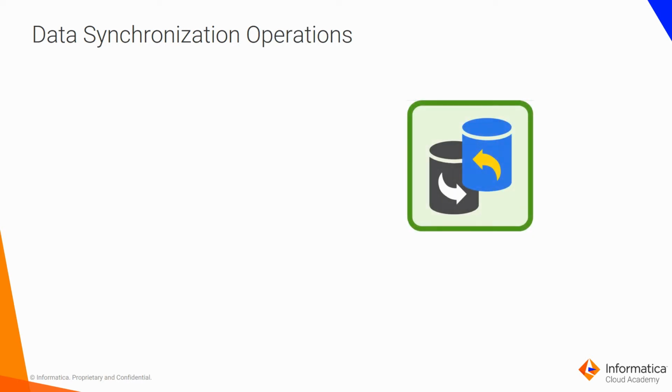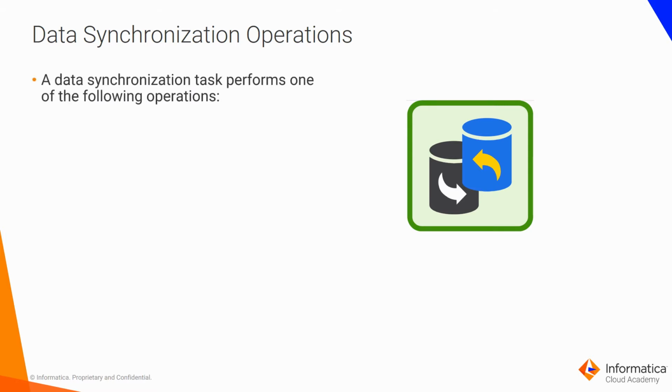When you create a new data synchronization task, the first thing you will have to define is which operation you want the task to perform. A data synchronization task can perform one of the following four operations: insert, update, upsert, which is to update the record if it exists in the target, or insert the record if it does not exist in the target, and delete.